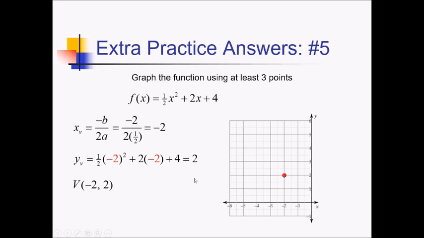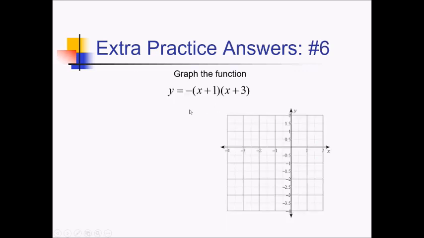So we have negative 2 comma 2 for the vertex, and that's going to be right about here. And now to get 2 more points, I can find the y-intercept. That's this constant out here, this c value of 4. So that's a y-intercept of 0 comma 4, which is up here. And then using symmetry, the axis of symmetry goes through this vertex right here. So if I'm going 2 to the right from the axis of symmetry, I can go 2 to the left in the other direction to get a symmetrical point right there at negative 4 comma 4. And then I can just draw the line, the parabola, through those 3 points, and I'm done.